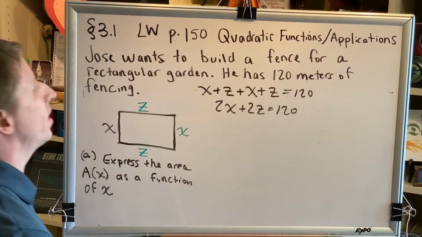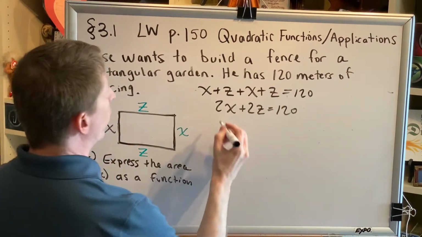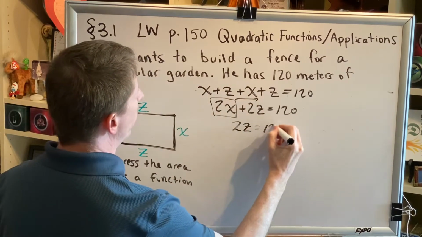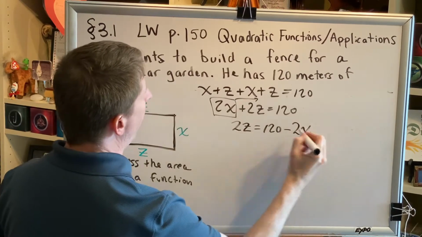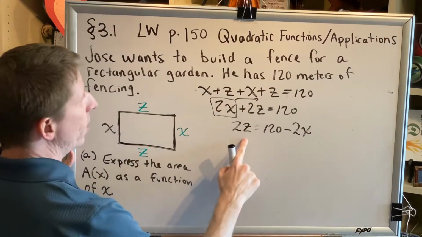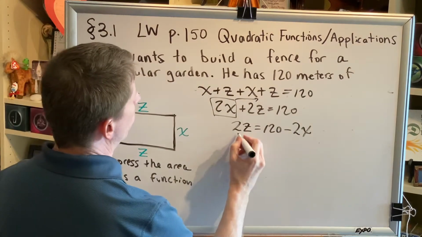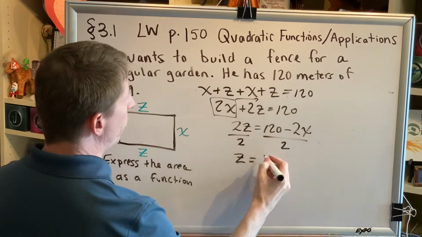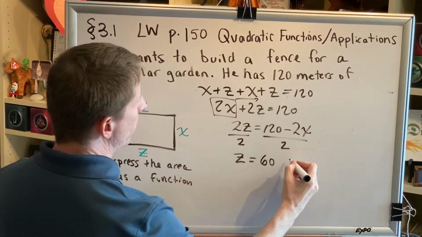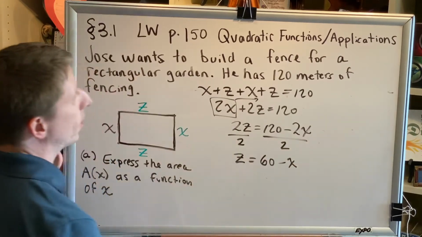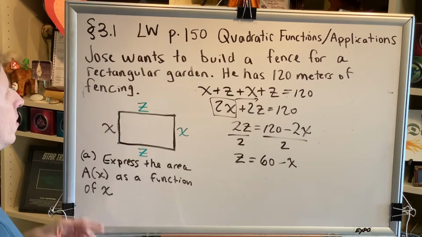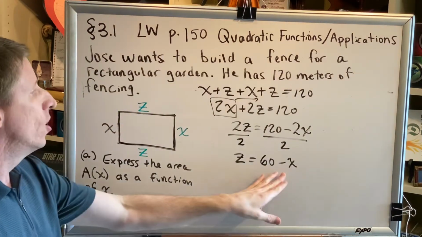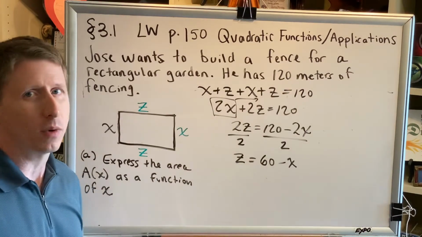Now we're going to solve this for z. You'll see why in a moment. We're going to move this term to the other side where it becomes negative. So 2z equals 120 minus 2x. And then, since we're trying to solve for z here, let's divide everything by 2. We get z equals 120 divided by 2 is 60, 2x divided by 2 is just 1x, and the subtraction sign comes down in between them. So whenever we have a value for x, we can find the value for z just by subtracting. It would be 60 minus whatever x is.